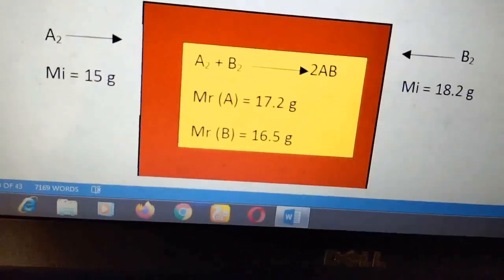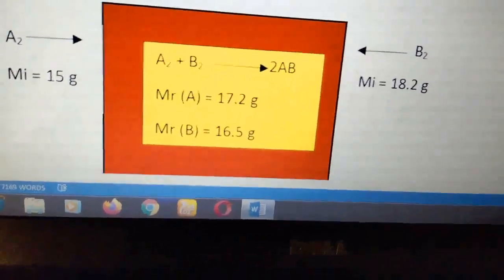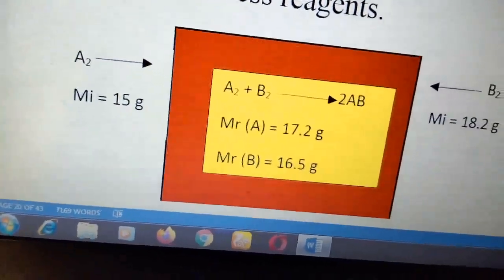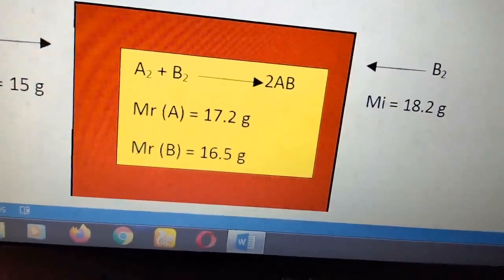The question is this: which of these substances is now said to be in excess? If you consider, the initial mass of A is 15 grams, while the reacting mass of A is 17.2 grams.